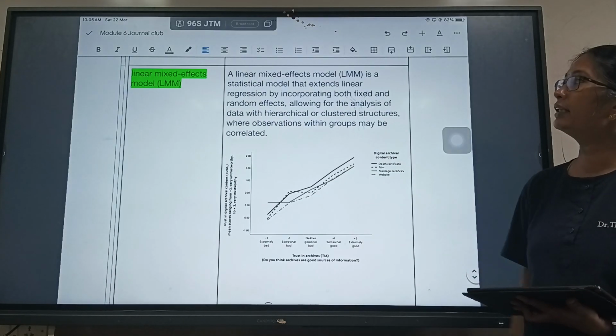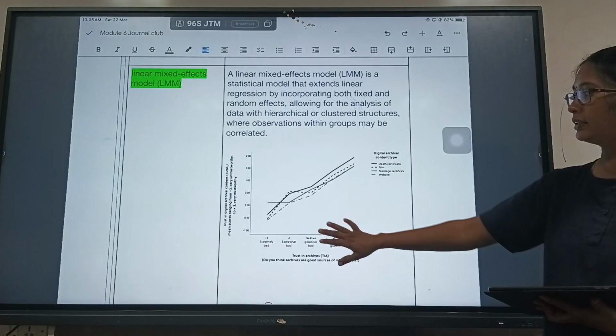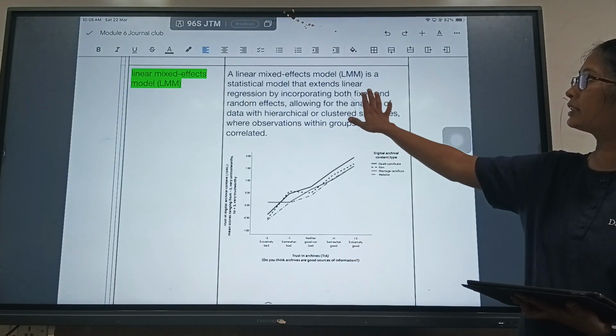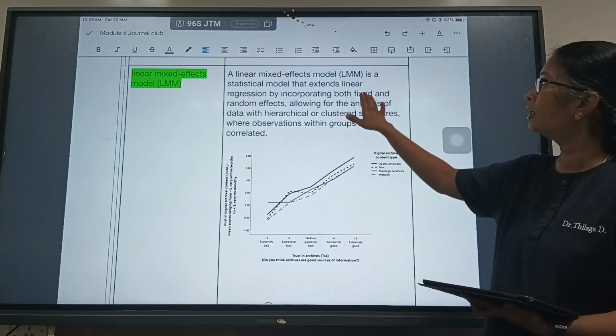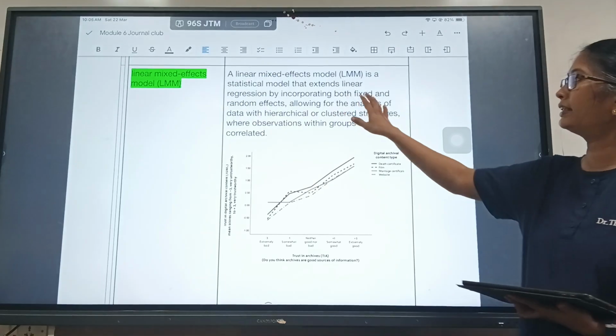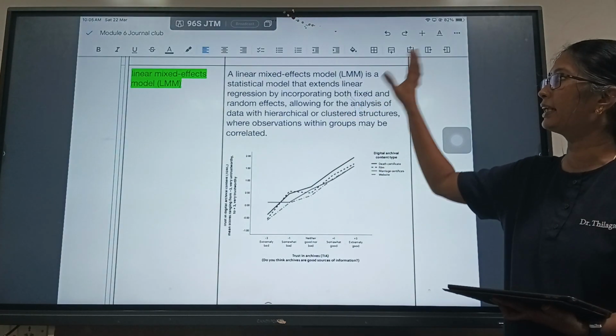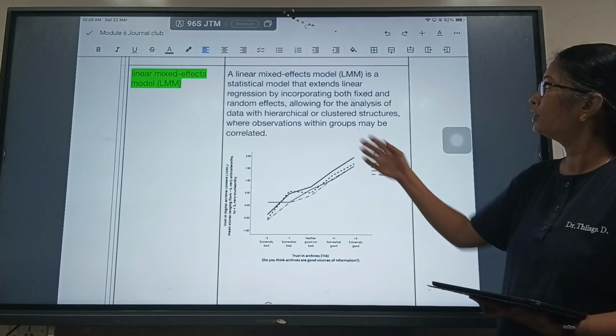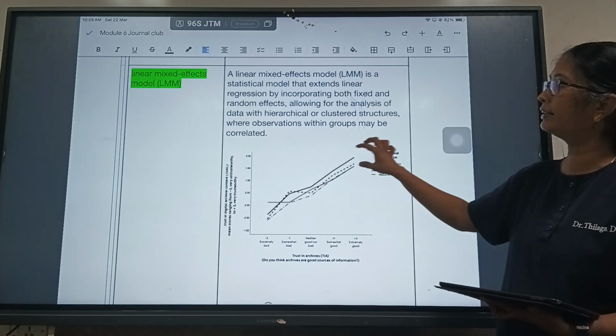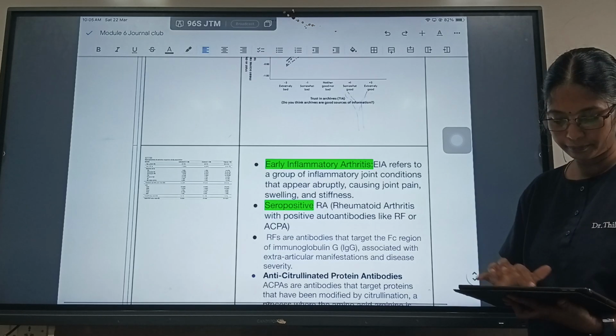They have used a linear mixed effect model. This is the linear mixed effect model, which is nothing but a statistical model that extends linear regression by incorporating both fixed and random effects. Fixed is, if there is a stimulus, there is pain. Random is, there might be some differences in the effect. So these two are taken together in this linear mixed effect model.